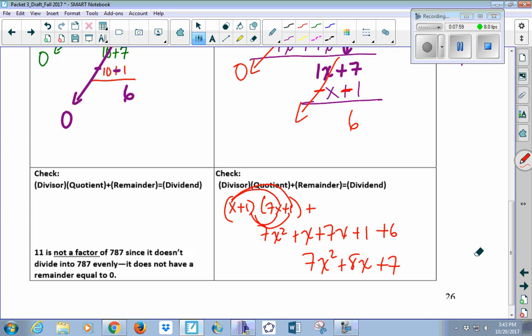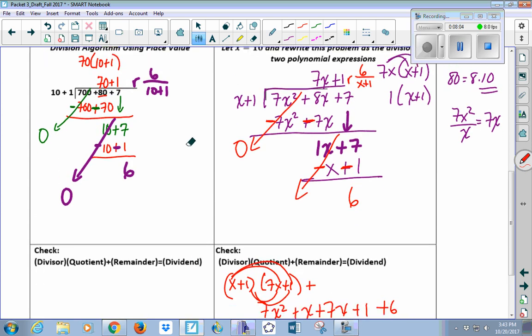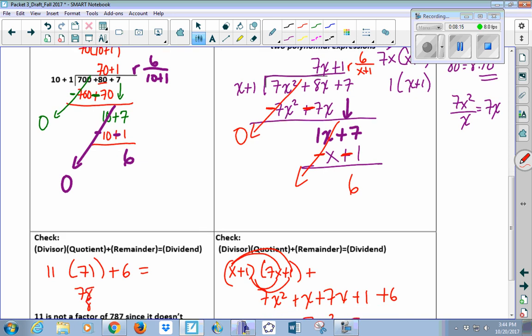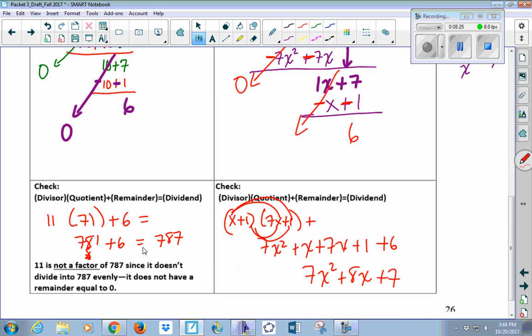Okay? So in the situation where we had our numbers and we wanted to check, our divisor was 11, our quotient was 71, and our remainder was 6. 11 times 71 was 781, plus 6 gave us 787. So when we have a division problem where we get a remainder, we say that the divisor 11 is not a factor of 787 since it doesn't divide into 787 evenly. It does not have a remainder equal to 0.